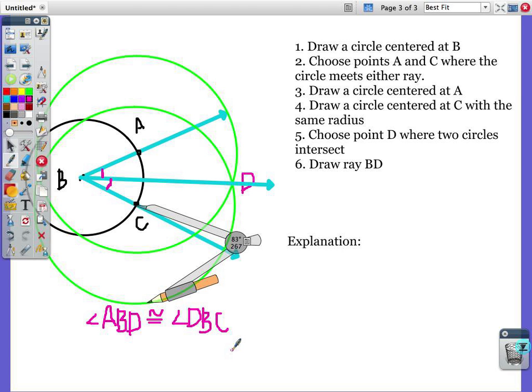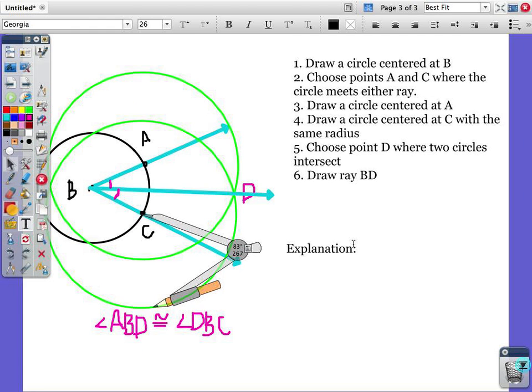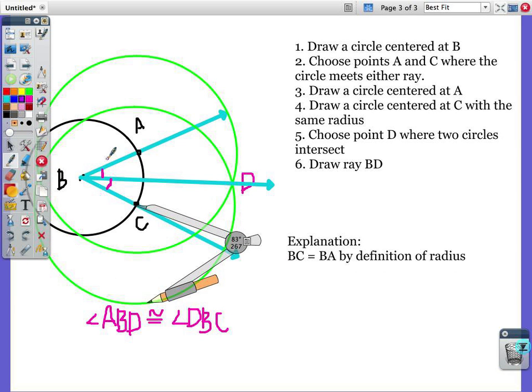Can you tell me anything that's congruent here? BC and BA. Okay, so BC is congruent to BA by definition of radius. They're both radii of the same circle. So we've said that this segment is congruent to this segment. All right, what else can we say?